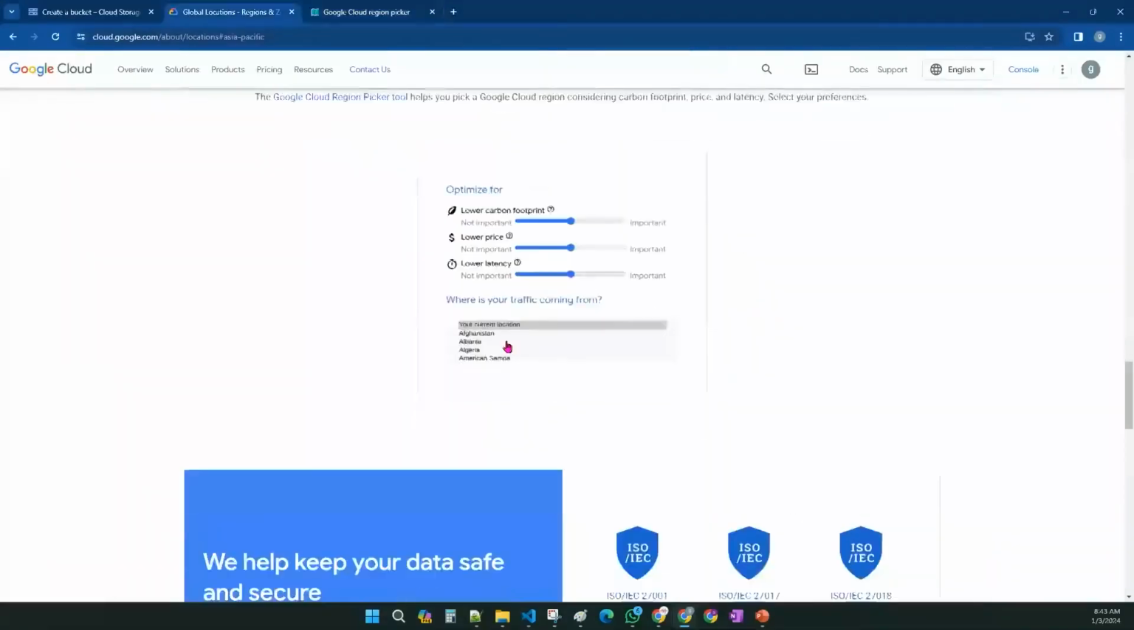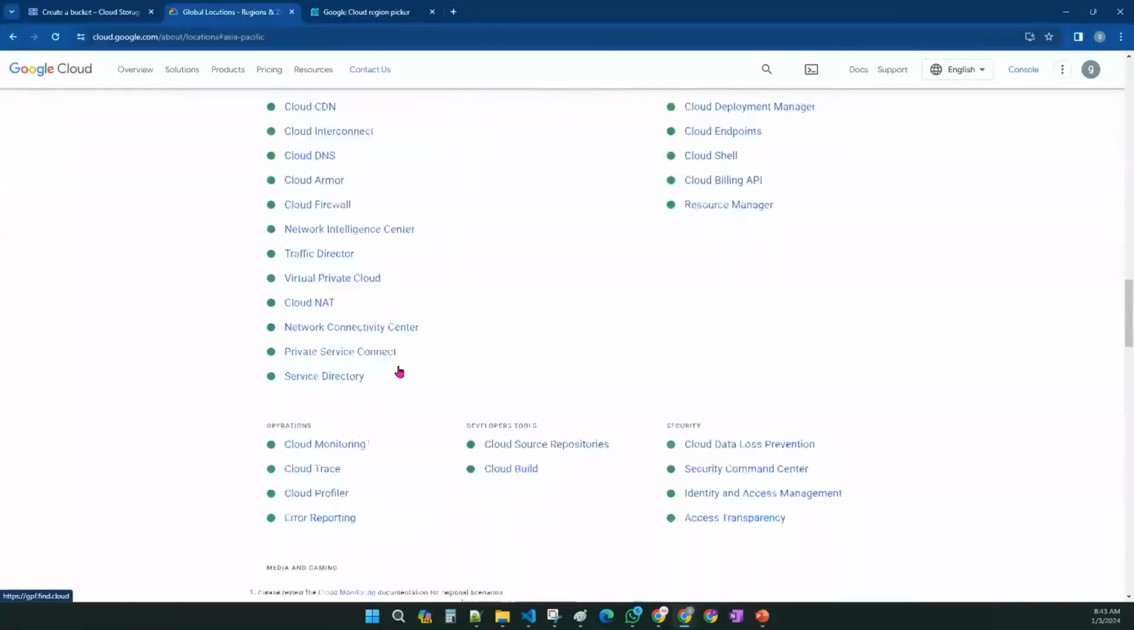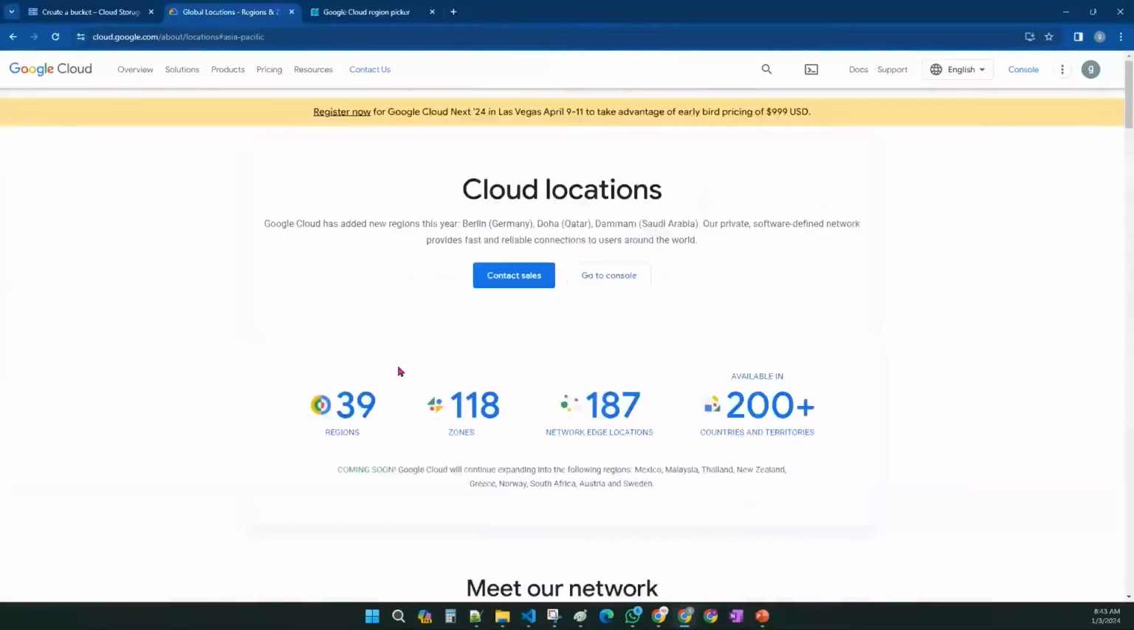And if you want to look at the category of each zone and region, you can go to the documentation and find it out. Okay.